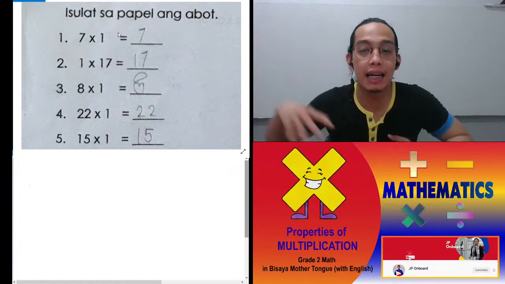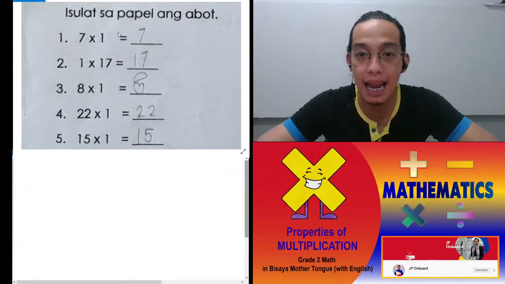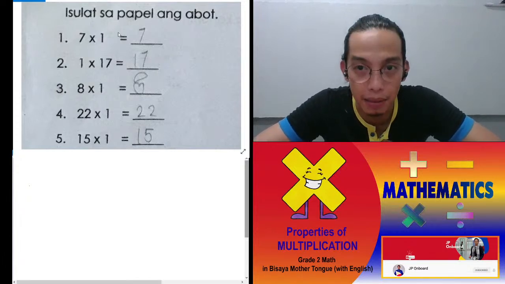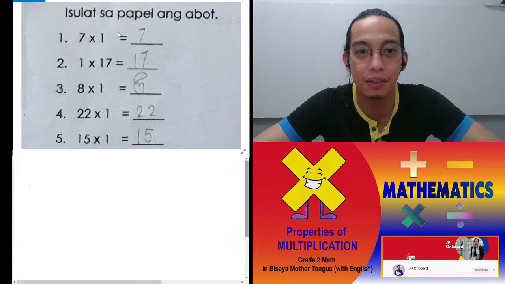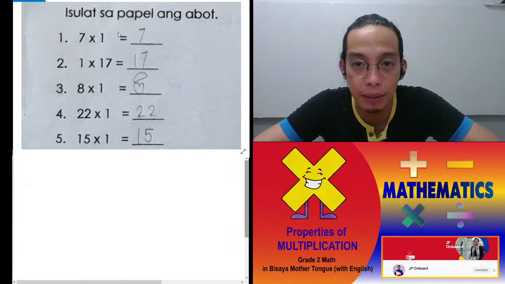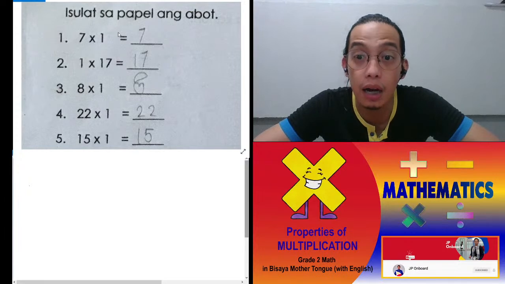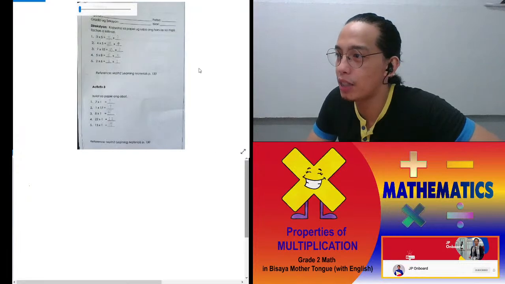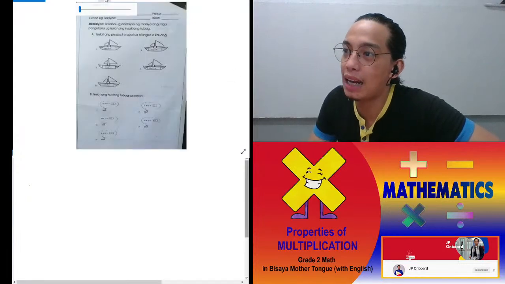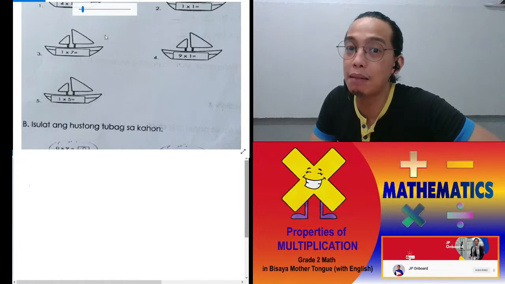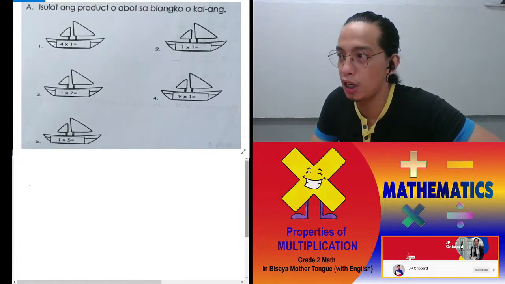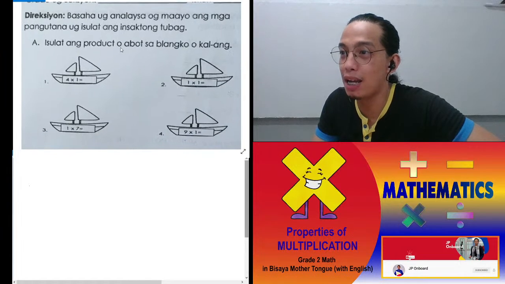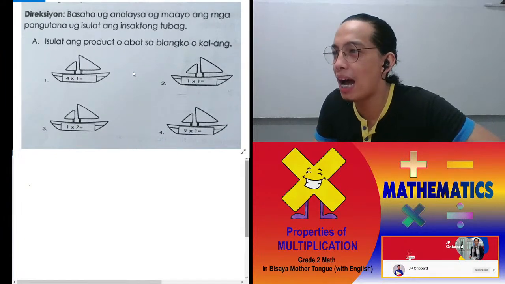So as you can see, makita ninyo, again, any number multiplied by 1 is the same number. It's the number itself. Okay? Again, sa unsang number, multiplyan mo 1 ang number ang answer. Okay, very easy, no? Multiplication properties. Now, naa nay mga examples, mga boats here nga wala pay answer. So, try ninyo.